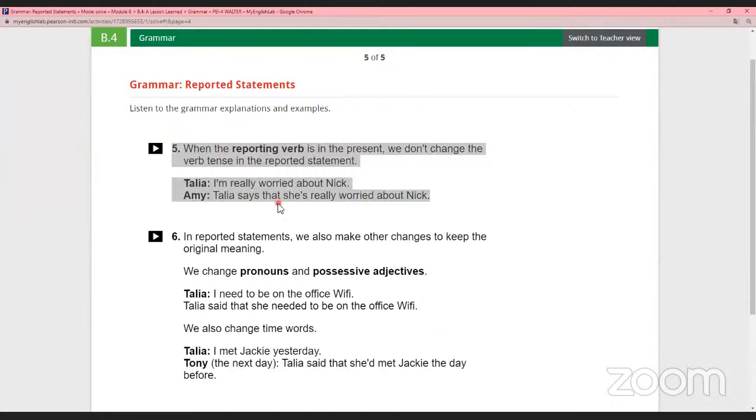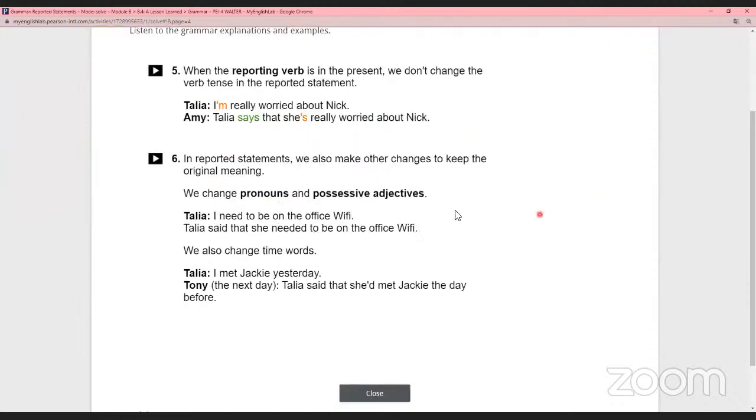No. Okay, that's cool. And now we're going to finish with point number 6. Let's listen. In reported statements, we also make other changes to keep the original meaning. We change pronouns and possessive adjectives. I need to be on the office Wi-Fi. Talia said that she needed to be on the office Wi-Fi.